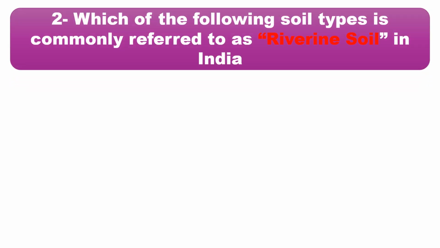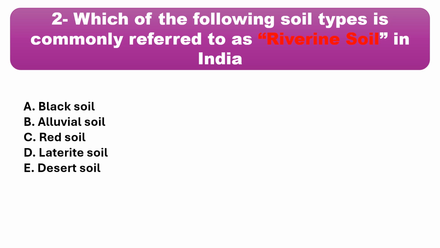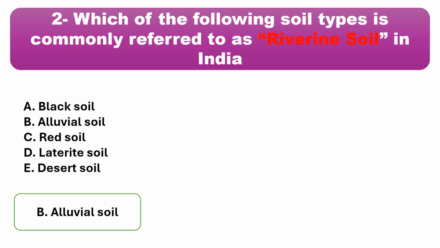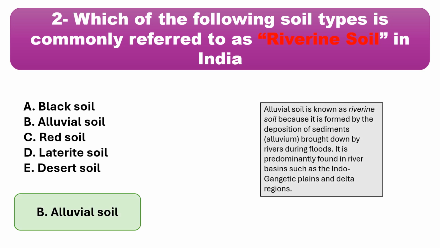Next question. Which of the following soils is commonly referred to as riverine soil in India? The options are black soil, alluvial soil, red soil, laterite soil, desert soil. The correct answer here is alluvial soils. They are called riverine soils in India because they are formed by the deposits brought down by the floods and rivers.